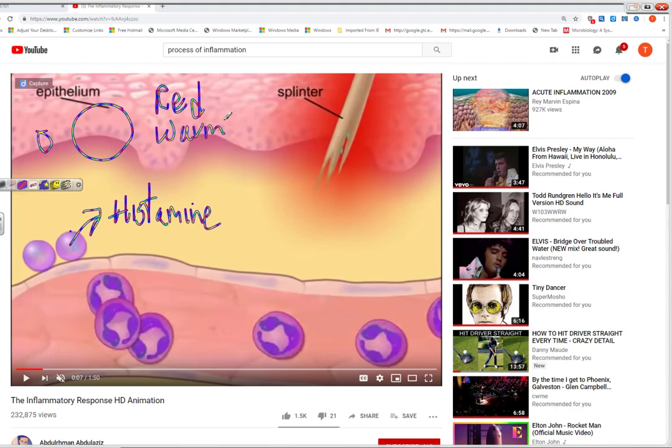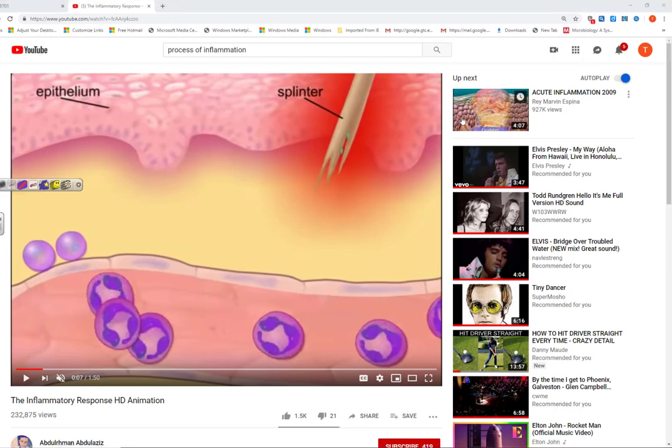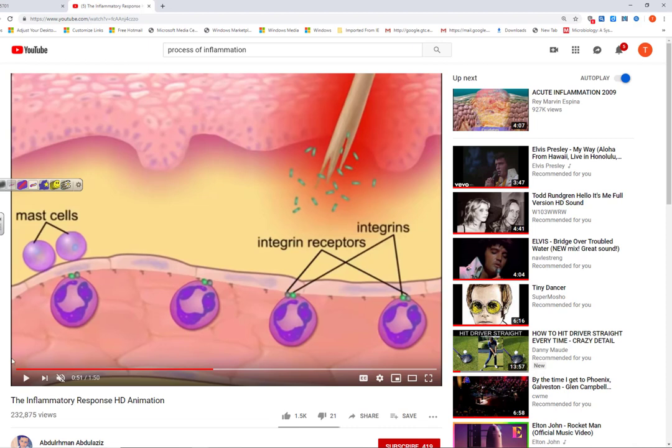What's the other effect of histamines? It makes the capillaries leaky. So histamines actually punch holes in the capillary wall, and I'll show you this in a minute. Okay, watch. Watch. It's going to work.